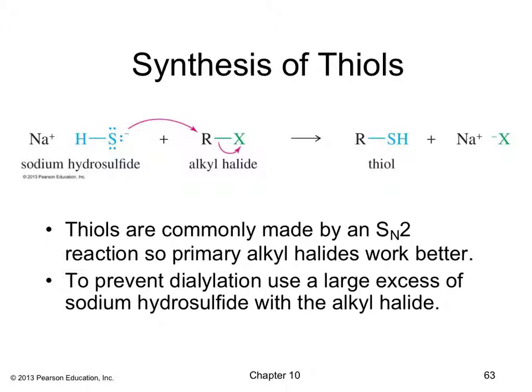In order to synthesize thiols, you can use sodium hydrosulfide. This is an SN2 reaction in which it attacks the carbon center and kicks off the halide, which is a good leaving group, forming the thiol and the salt. Thiols are commonly made by SN2, so primary alkyl halides work really well. To prevent dialkylation, you want to use a large excess of sodium hydrosulfide with the alkyl halide.